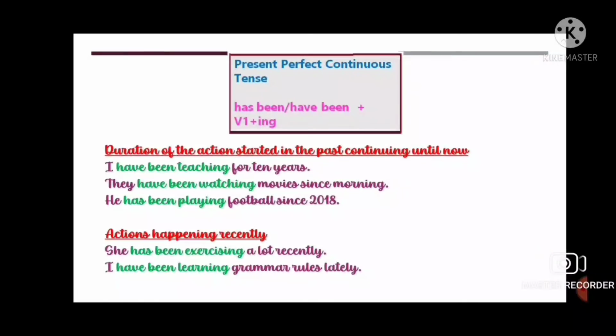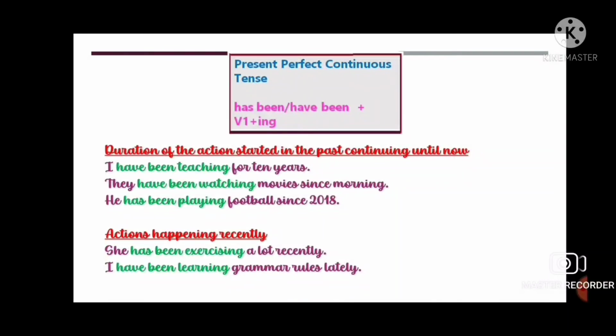First one, to mention the duration of an action that started in the past and continues until now. It started before a certain period of time, but still it's going on. I have been teaching for 10 years. So I started 10 years ago, but still I'm teaching.